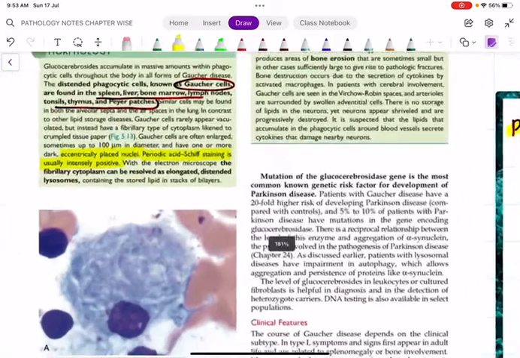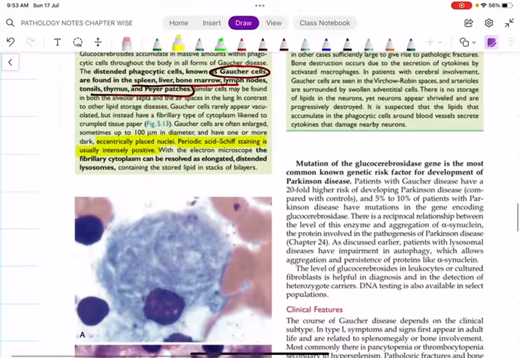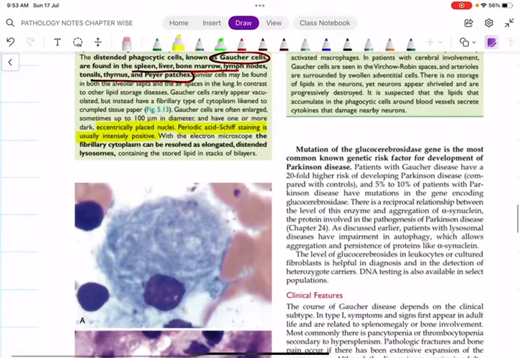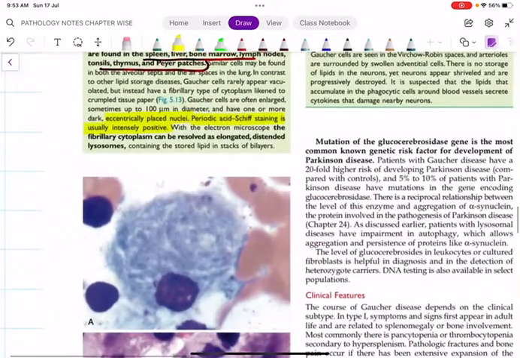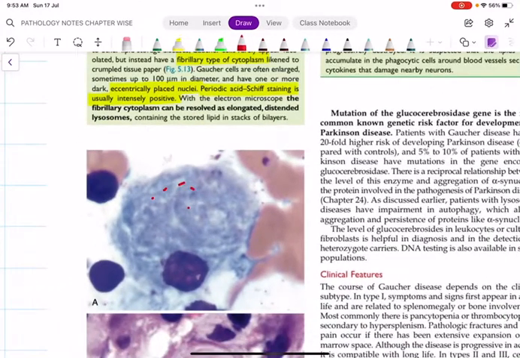Okay, this appearance is what we call, as you can see here, an eccentrically placed nucleus, and this is what we call a crumpled tissue paper. These Gaucher cells have a fibrillary type of cytoplasm. See, this is the fibrillary cytoplasm, and this is what we call the crumpled or wrinkled tissue paper appearance. This is seen in Gaucher cells.